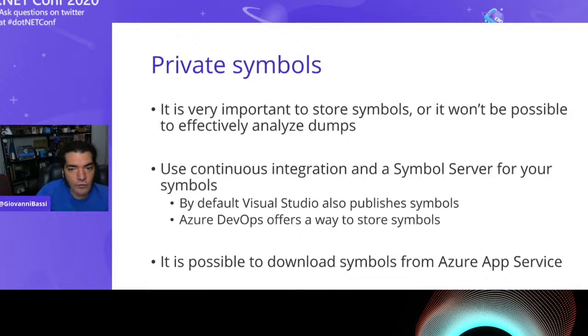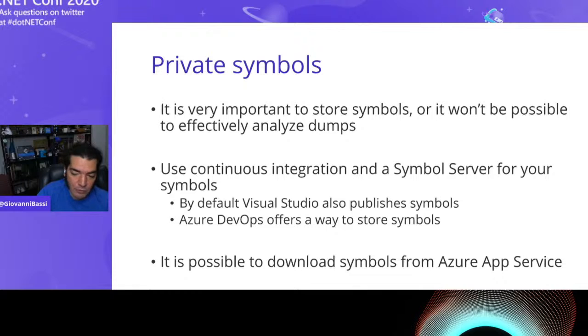For private symbols, it's very important that you store them, or you won't be very effective when you're analyzing dumps. If you forget to do it, you might have a little trouble. So use continuous integration and a symbol server for your symbols. That's the best thing you can do. By default, Visual Studio will publish symbols, and Azure DevOps will offer a way to store the symbols. So it's all there already for you. You just have to tweak it a little bit, and it's going to be there.